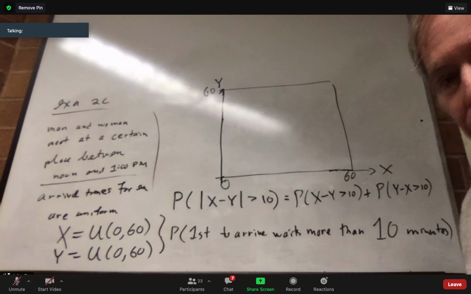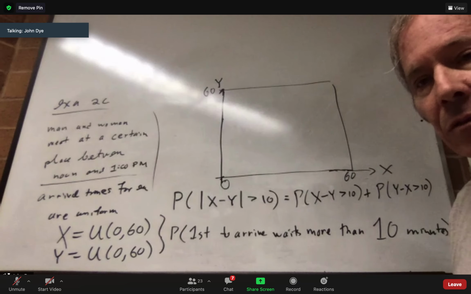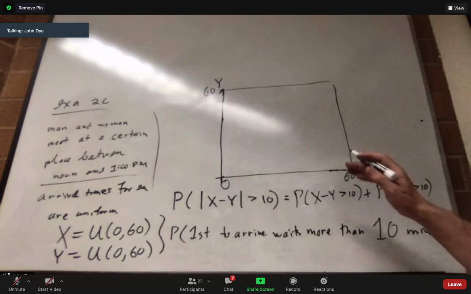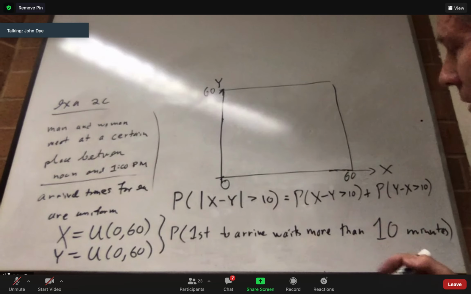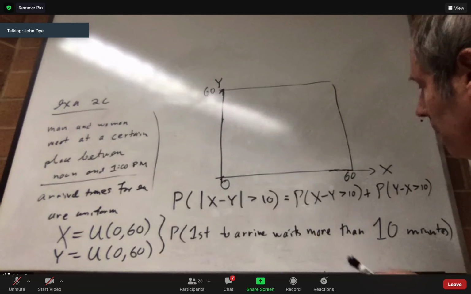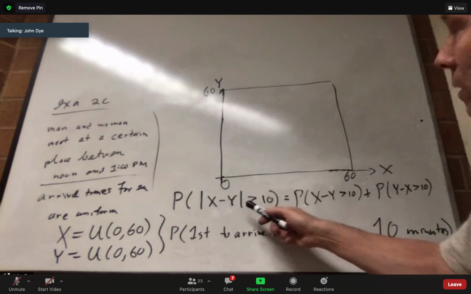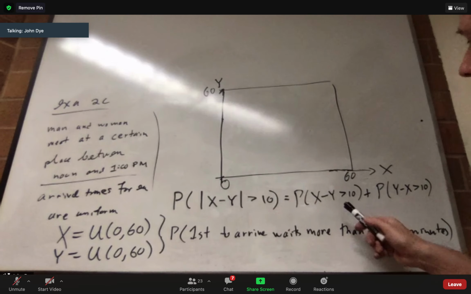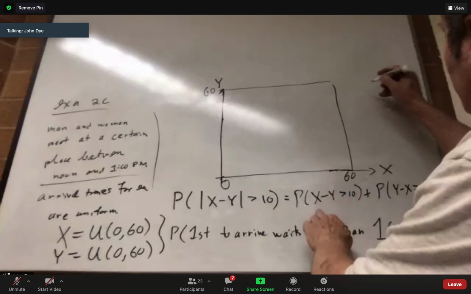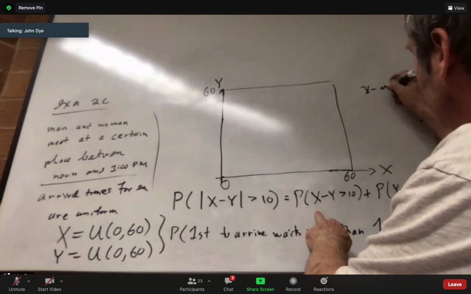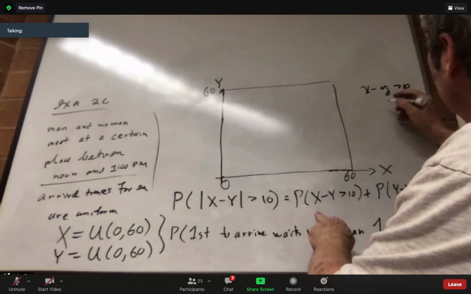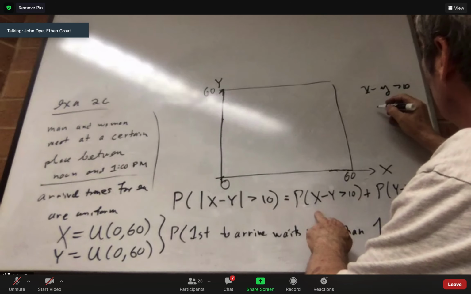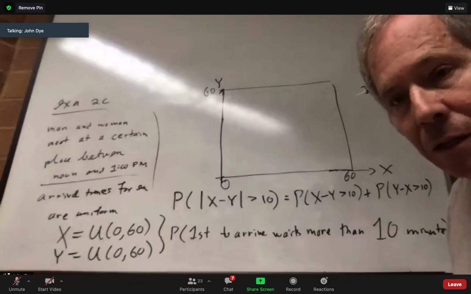1 over 60 squared. So 1 over 3,600, yeah. Okay, so our job is to figure out one of these. So say, did I erase this one? If I'm looking at X minus Y is greater than 10, I have to play with 1 over 3,600? Exactly, right, 60 squared.